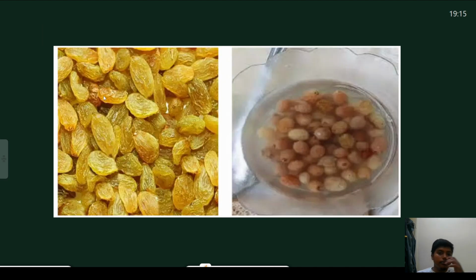See, suppose you saw many times some raisins. You keep them in water, and then what will happen? Water will go inside. Yes or no? Water goes inside. This membrane is nothing but semi-permeable. It will allow water, but not other molecules or particles inside it. Clear? So this kind of membrane is known as a semi-permeable membrane, and this phenomenon is known as osmosis.